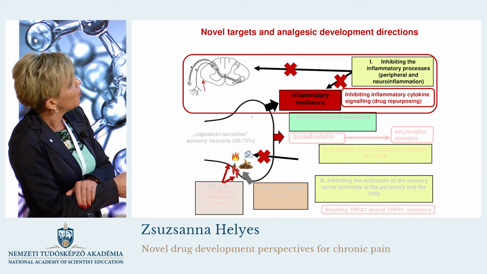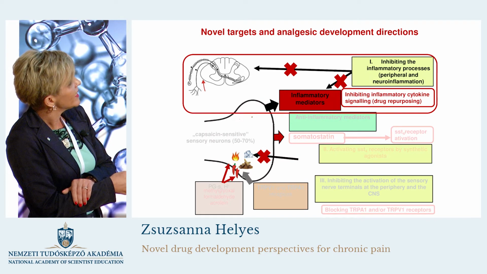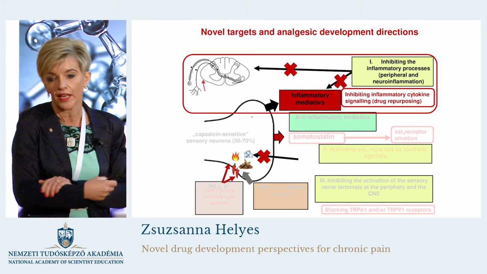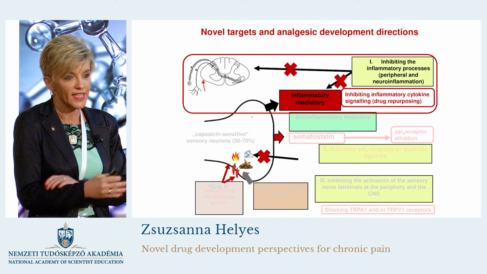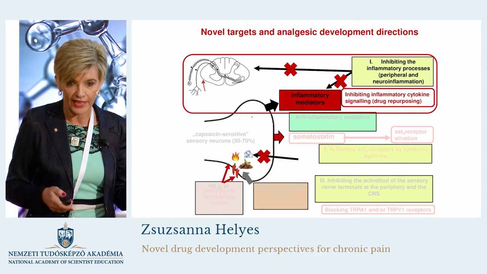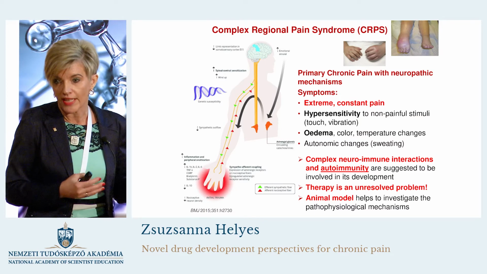So the first is how we can inhibit the inflammatory processes at the periphery and in the CNS. And for this, we have a project which led to so-called drug repurposing. In recent years, repurposing means using a drug that already exists on the market for a different indication. And that's quicker and easier because the drug is already registered.